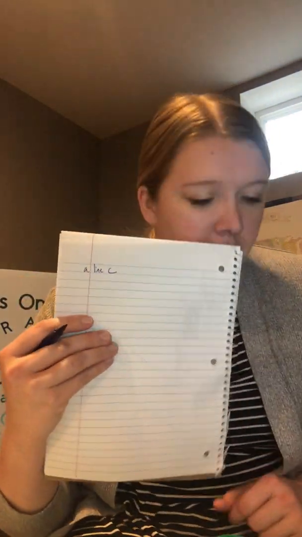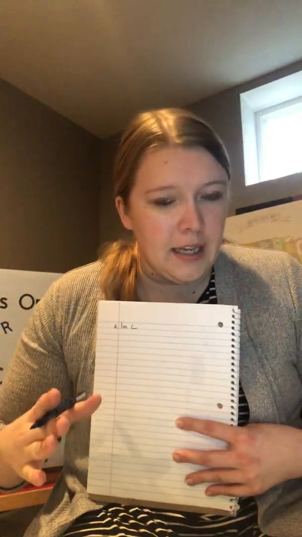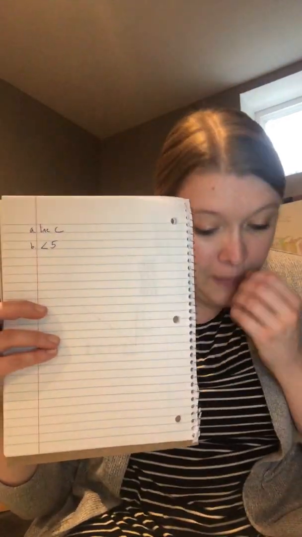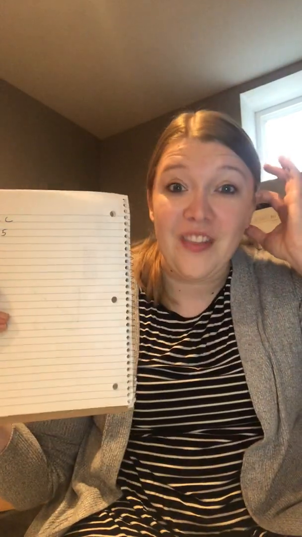All right, which line in the figure at right is a transversal? That would be line C, right? Because the transversal is the one line that cuts through. Good. Which angle is an alternate interior angle to angle 3? So, inside, because it's interior, that would be angle 5, right? It's got the same measurement as angle 3, and they're both on the inside of the parallel lines.